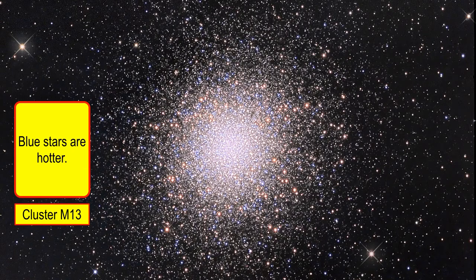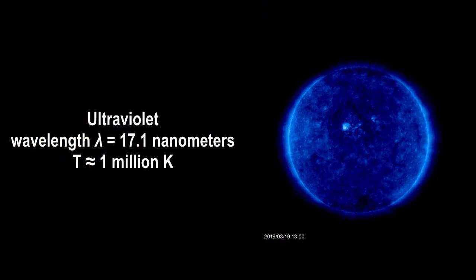Now, let me give you an example of a star that we all see every day, the sun. This is a false color image in ultraviolet, and the wavelength is 17.1 nanometers. It actually maps out the upper atmosphere of the sun, where the temperature is about 1 million Kelvin. So if you have a Kelvin temperature up in the area of 1 million, you're going to be putting out a lot of ultraviolet at this wavelength, 17.1 nanometers.